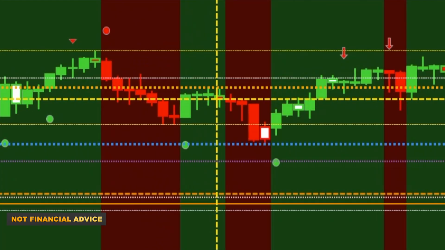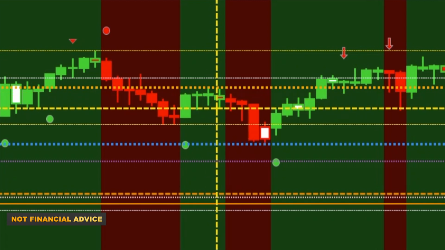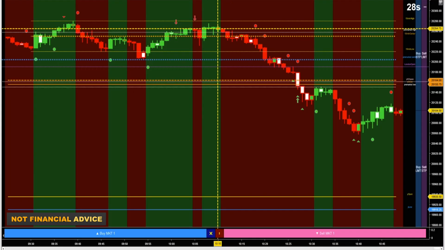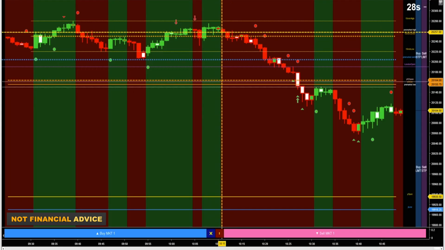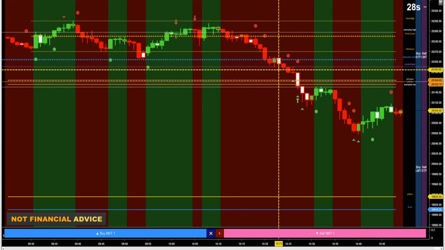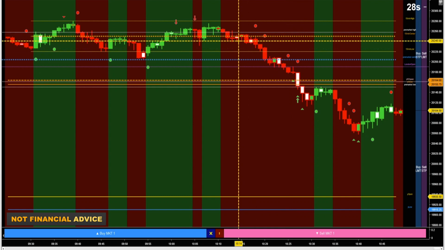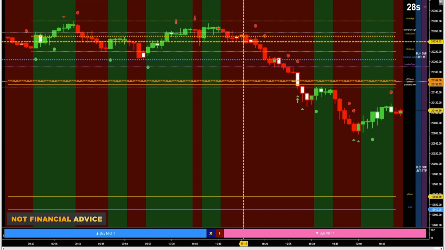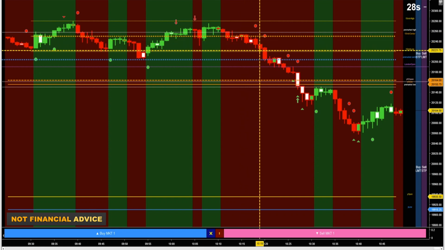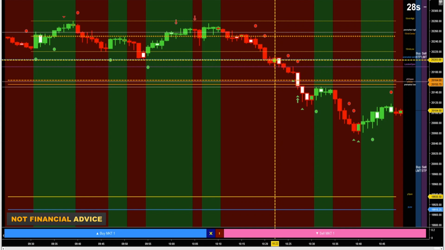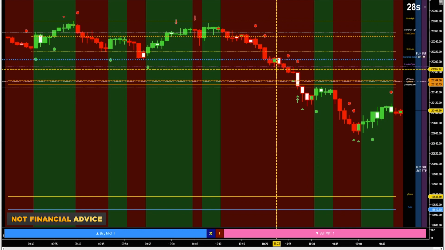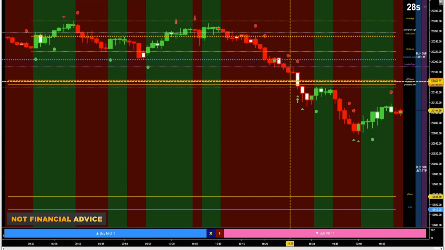Here's another one with a red inside, green outside. We get the break below, nice trade. Red inside, green outside. Get the break below, nice move. Green inside, red outside. We do not break higher, but we do break lower. Nice short there. Another green inside with a red outside. No break higher, but we get the break lower. Nice little short down in the next area of key levels.